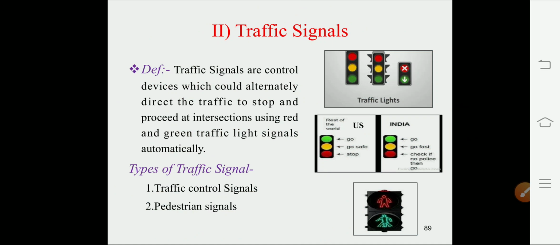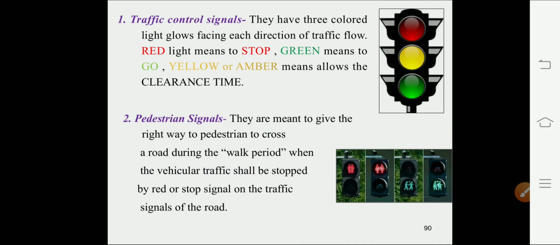Types of traffic signals: traffic control signals and pedestrian signals. For those who are walking, signals are provided, and for vehicles as usual they are also provided. Traffic control signals have three colors, as you can see in the figure. Light glows facing each direction of traffic flow. Red light means stop, green indicates go, and yellow or amber is nothing but a clearance time.